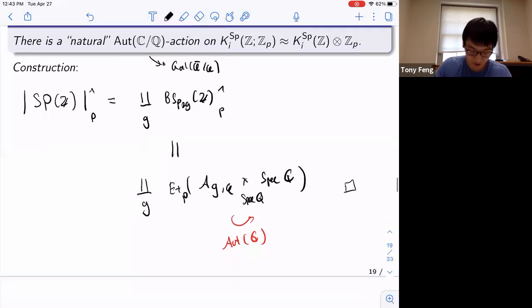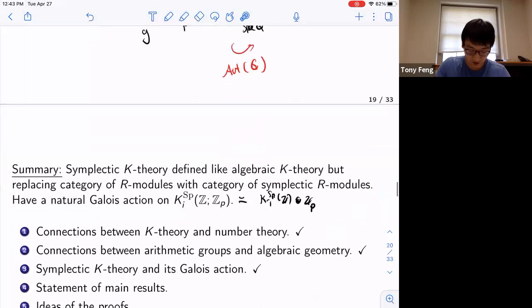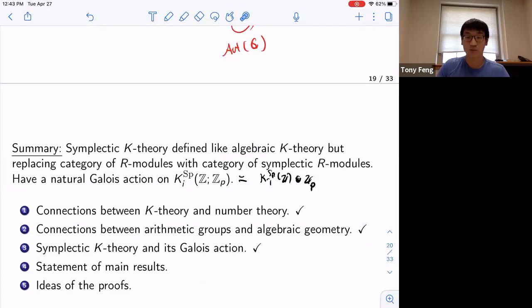Okay, so the upshot of this discussion is that there's a symplectic version of K-theory, defined like the usual algebraic K-theory but replacing the category of R-modules with the category of symplectic R-modules. In the case where R is the integers, there was a natural Galois action on it, at least on the p-complete K-theory, which, by known finiteness results, is the same as just tensoring the symplectic K-theory with Z_p. So I've now checked off this third bullet point. Before I move on to talk about the results, are there any questions?